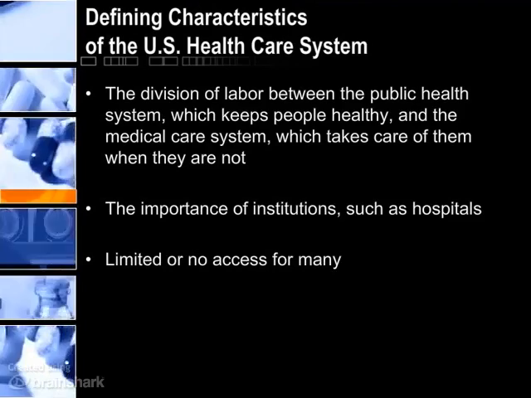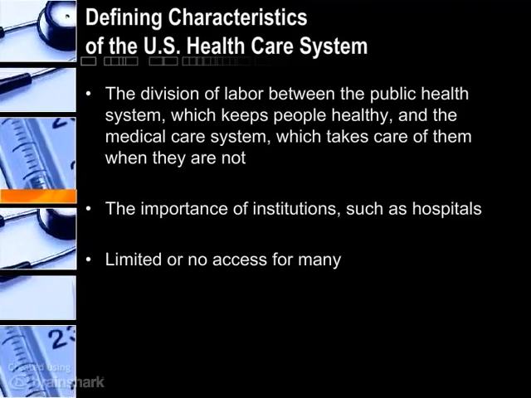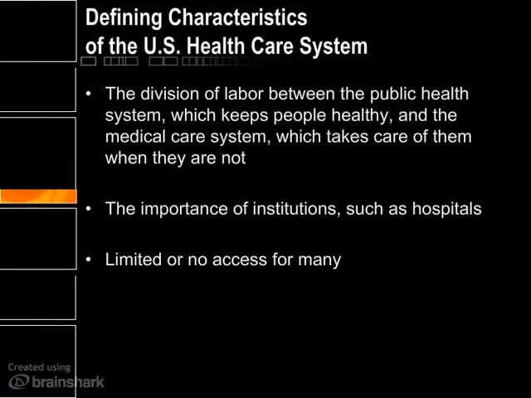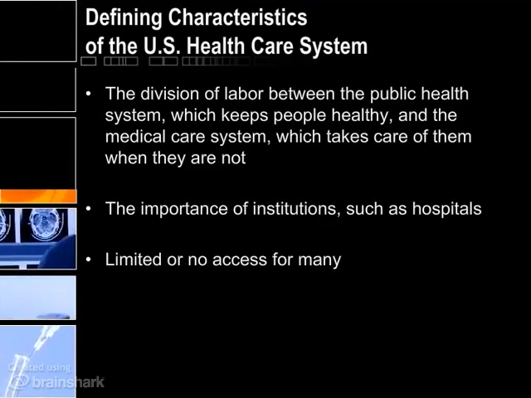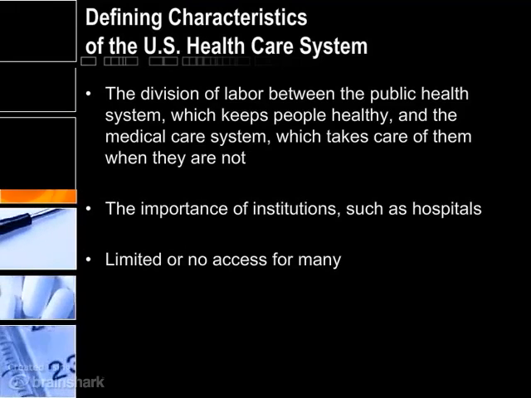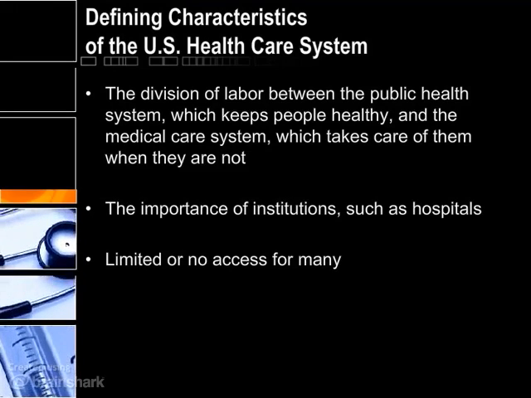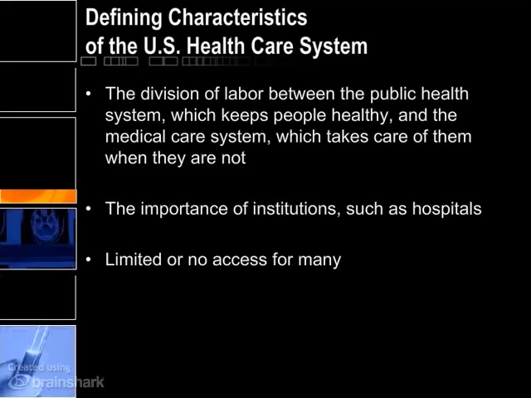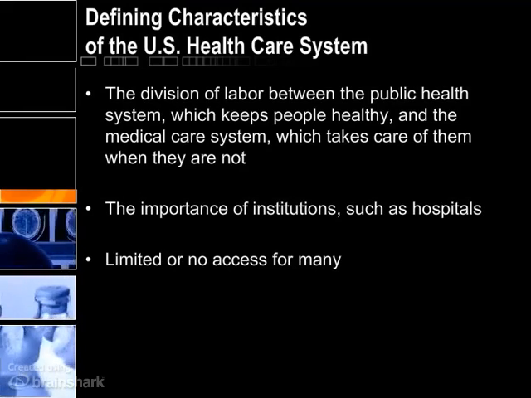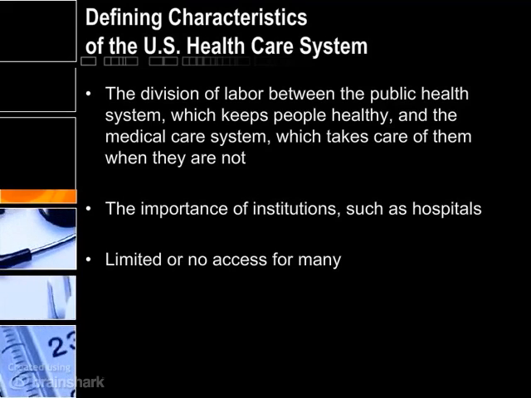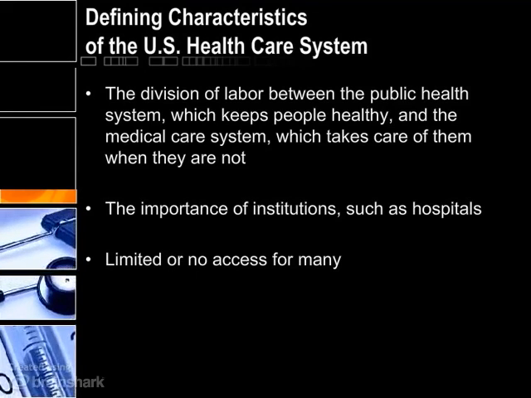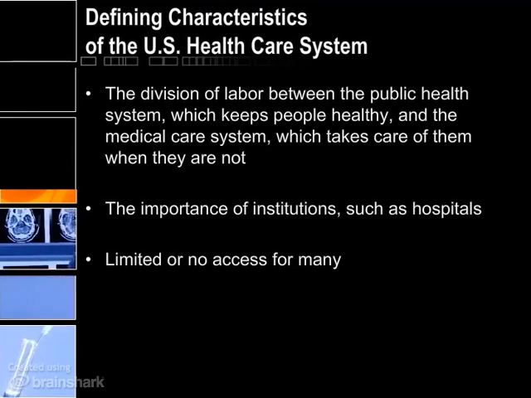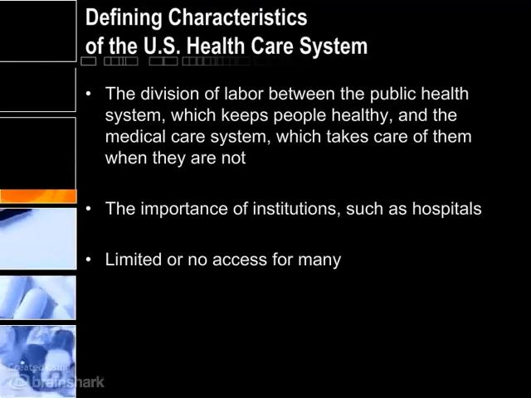Shi and Singh have 10 characteristics or components of our healthcare delivery system in the U.S., and they're really great. And I've repeated a few of them here and sort of added my own and put my own slant on this. First of all, there's a real division between the public health system, which keeps people healthy in the U.S., and we're going to talk about that in more detail in another couple of weeks, and the medical care system, which takes care of them when they're not.